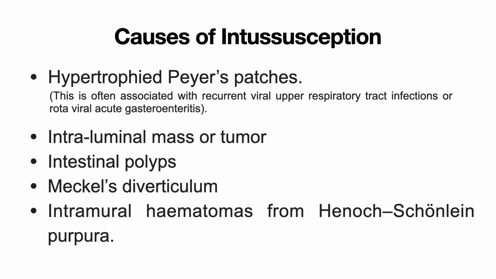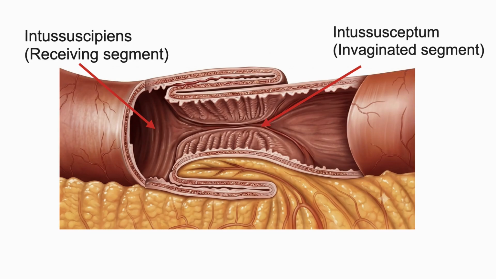In older children and adults, it's a different story. The cases are usually associated with an intraluminal mass or tumor. Sometimes it can be a polyp, Meckel's diverticulum, or intramural hematomas. These intramural hematomas are usually caused by Henoch-Schonlein purpura. Once trapped, the invaginated segment is called the intussusceptum. The receiving segment is called the intussuscipiens.